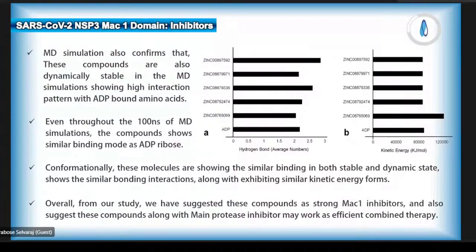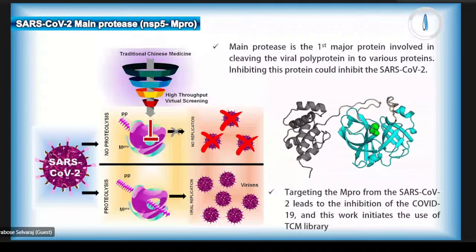And the energy barriers are strong in every case of all the ligands. Sometimes I can say the energy cases are better than the ADB reports. So in this study, we are representing that these molecules are better for MAC1. You can see the polypeptide goes inside.